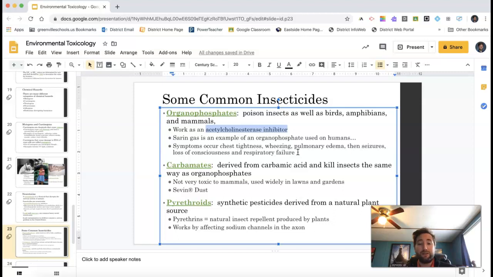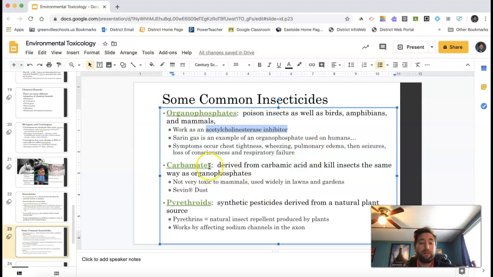What happens in humans is if you're exposed to this and you can get yourself to a hospital, or someone will take you to the hospital, they could administer this drug called atropine. Atropine can be administered through an IV or through an injection, and that will bind up all of your acetylcholine, so then the organophosphates will just be flushed out of your system.